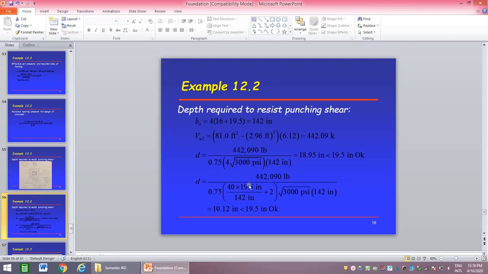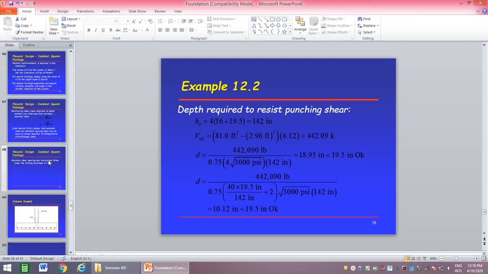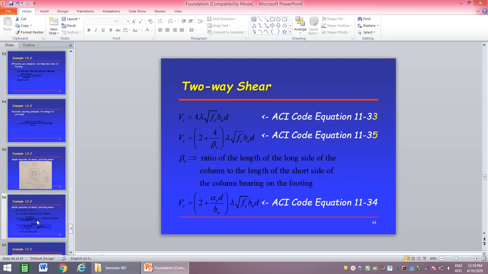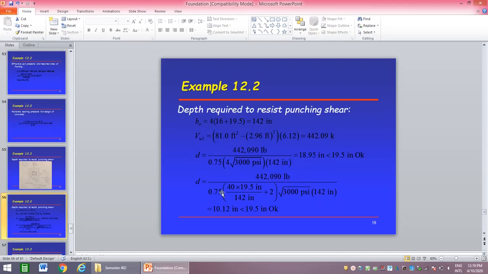In the second way, the formula also for calculating the d for the two-way shear, here it is written, this 2 alpha s and all these things, or 4 beta b c, you can calculate from this formula also. If you apply this formula, all these values here 142, it is coming 10.1. If d is coming from this, it is safe already. So this means here it is coming 18.95, which is less than, here it is coming 10.12, which is less than 19.5. So this means our footing is safe in two-way shear.